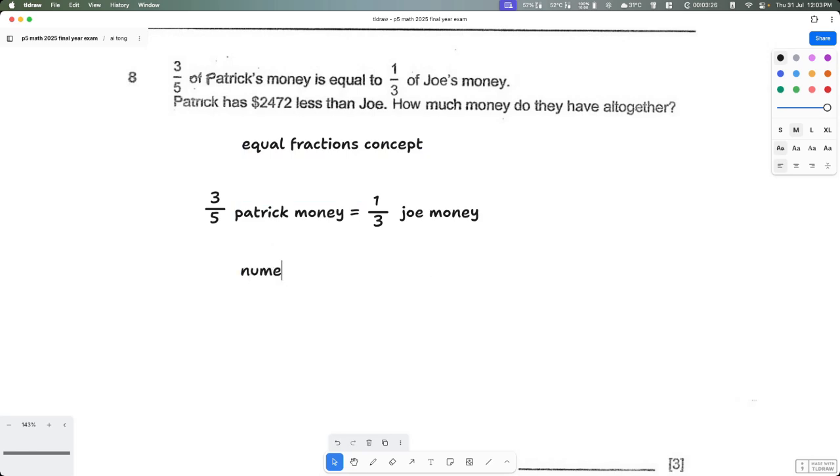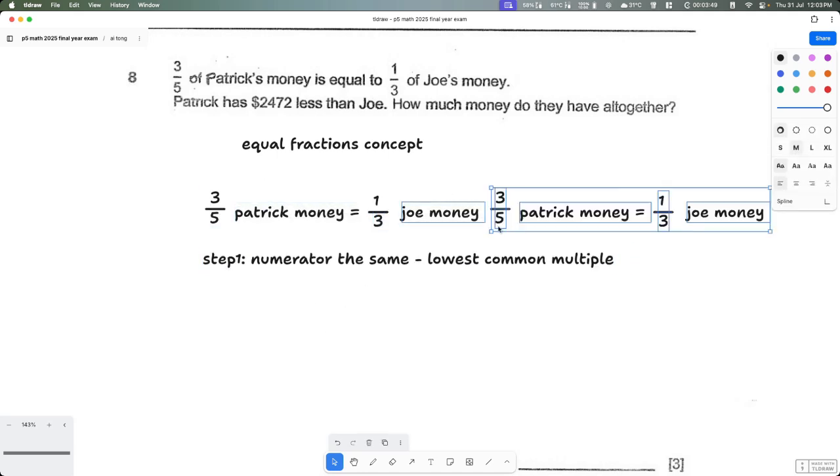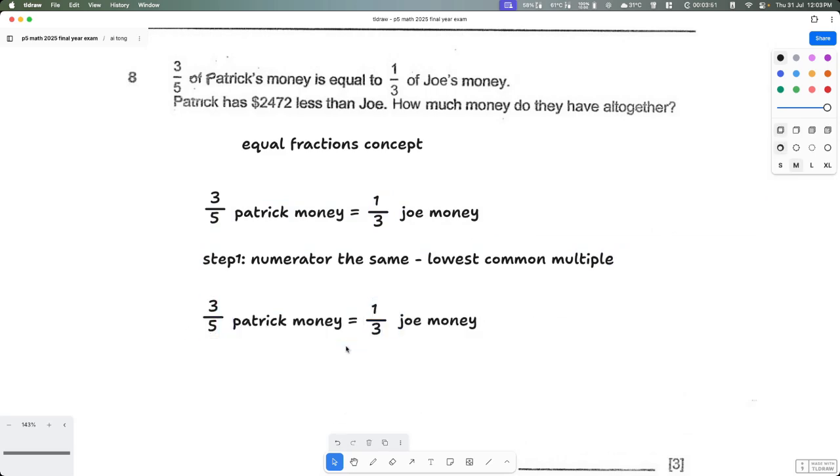So numerator the same. Okay, so that's step one. Step one is to get the numerator the same. So that means we will get the lowest common multiple. In this case, pretty straightforward. We can just multiply 3 in Joe's case, right? So with this, that means 3/5 of Patrick's money is equal to 3 over 9.